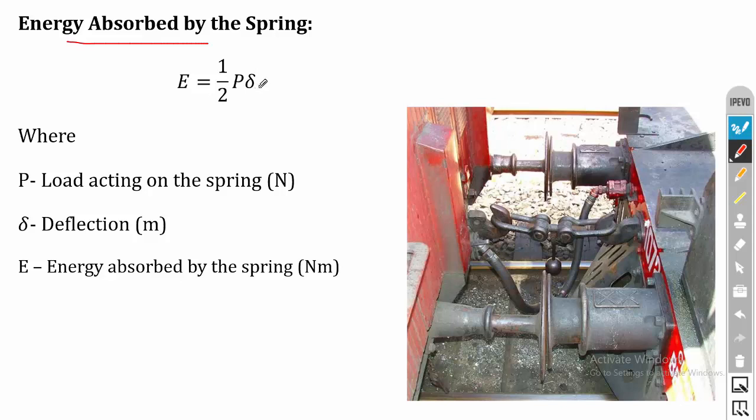to half P into del. So here P is the load acting on the spring and del is the deflection, and E is the energy absorbed by the spring in Newton meter.